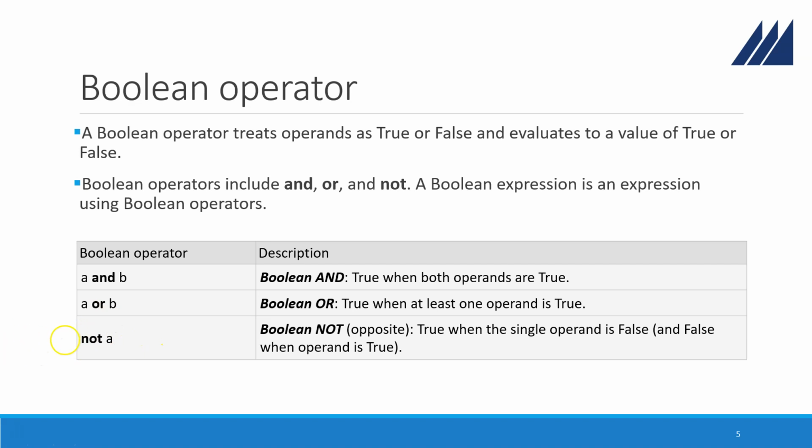The last one is the not. The not is basically, think about it in math, the negation, or the opposite. So if I have a condition or expression A, and A is true, when I say not A, that will give me false. If A is false and I say not false, that will give me true.